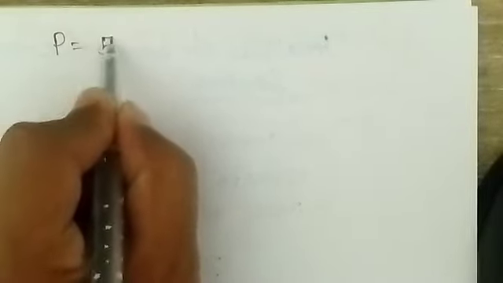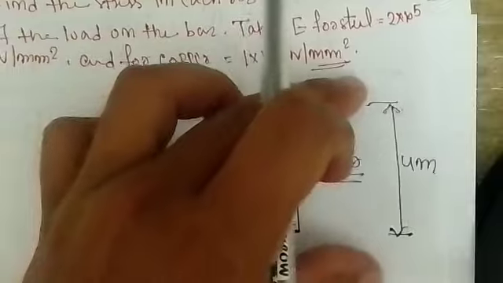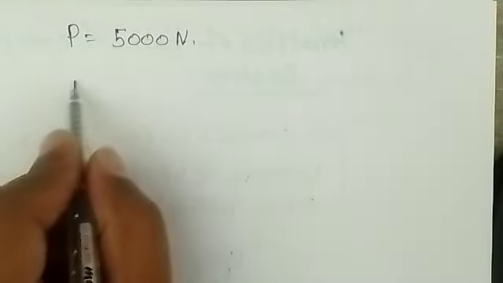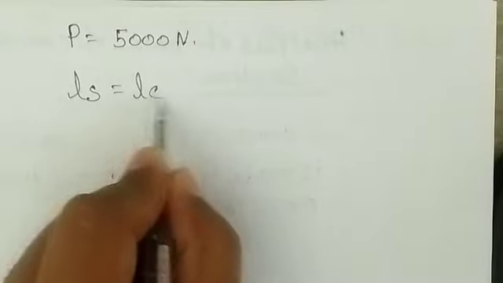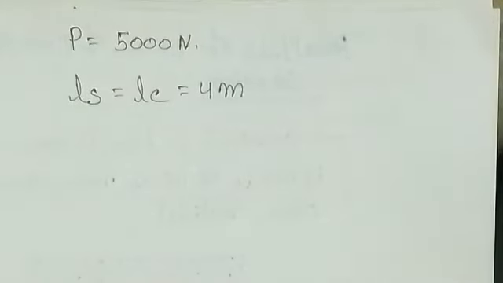So now take out the question. The total load on the composite section, P, is equal to 5000 Newton. The length of steel and the length of copper is 4 meter. So the length of steel is equal to the length of copper, meaning LS is equal to LC is equal to 4 meter, right? Then all the things we have written.